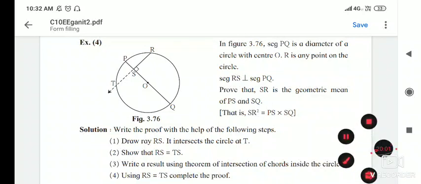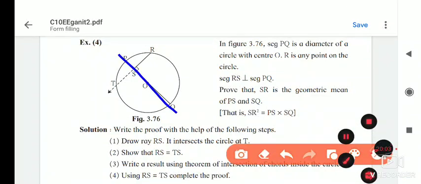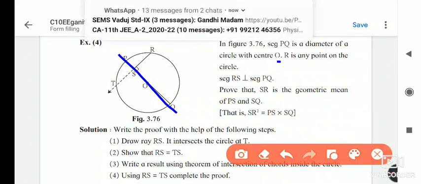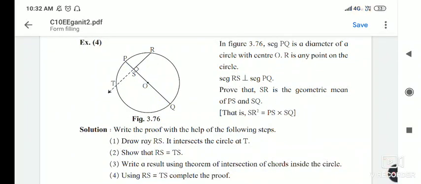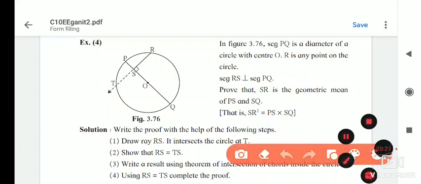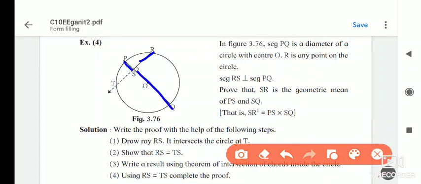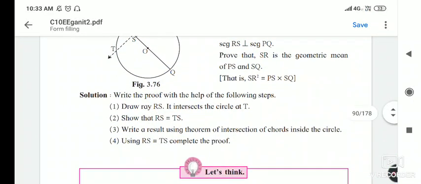If PQ is a diameter, if you see it is passing through the center of the circle, so it is a diameter and the center is O. R is any point on the circle. This is R. One more thing they told you: RS is perpendicular on PQ. Then prove that SR is the geometric mean. If SR is the geometric mean, then SR square is equal to PS into SQ. That we have to prove.